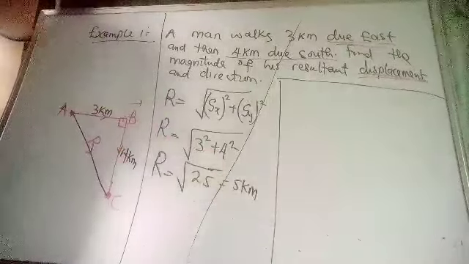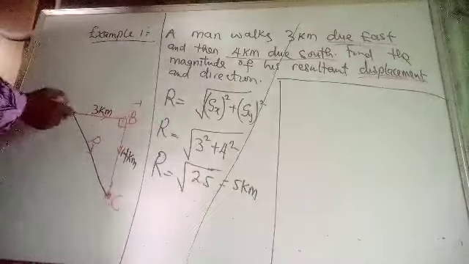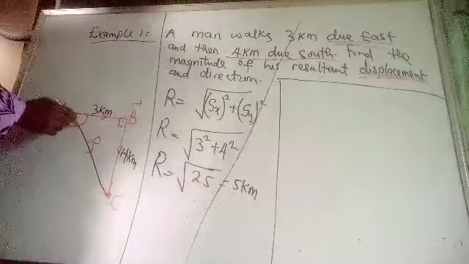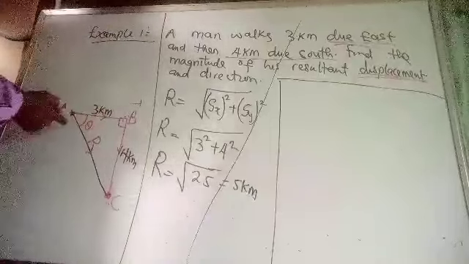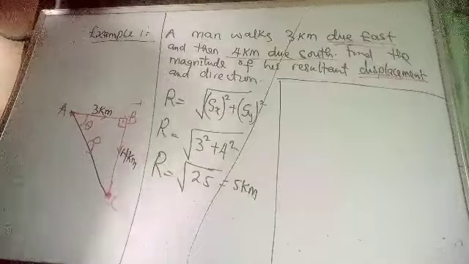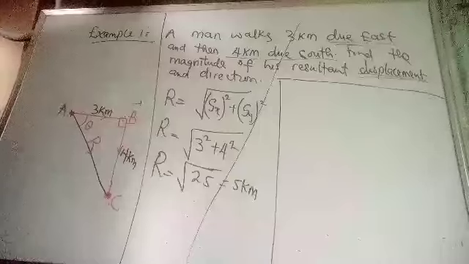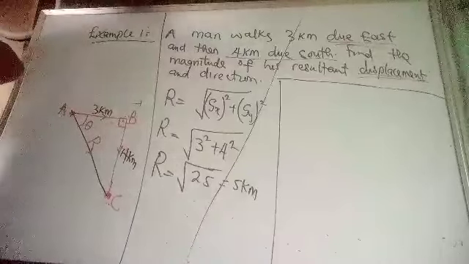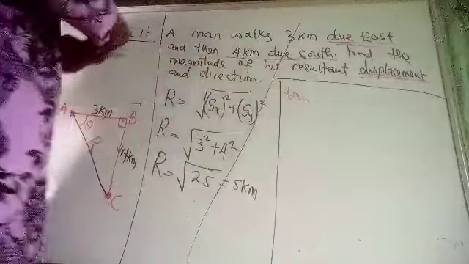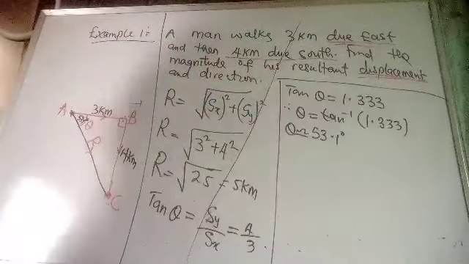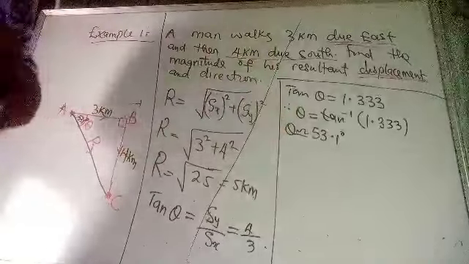How do we now find the direction? We come to the horizontal, the angle between the horizontal and the resultant. That is what we will find, and that is going to be our theta. Please take note of that, or any symbol you want to use. It is after finding this that we now know the direction. Alright, how do we find this? I have told you that tan theta. Alright. Theta has been calculated to be approximately 53.1.